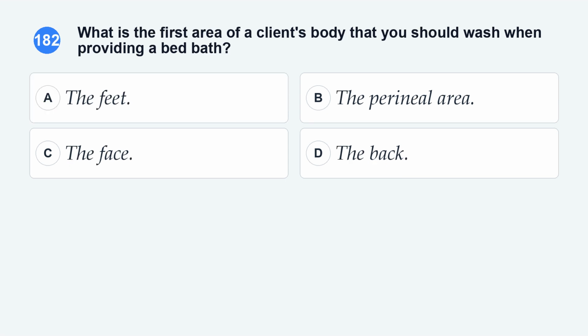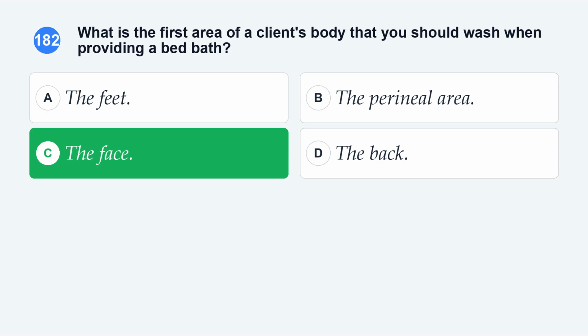Question 182. What is the first area of a client's body that you should wash when providing a bed bath? Option A. The feet. Option B. The perineal area. Option C. The face. Option D. The back.